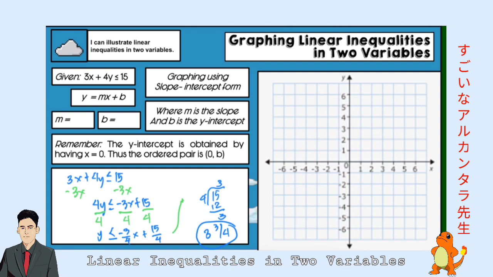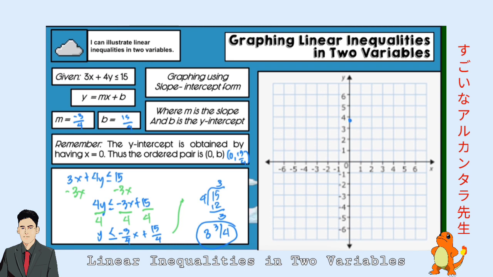So we know that our slope is already a fraction. We have no problem with that. We can easily identify the rise and the run. But our b is at 15 over 4. That's 0, 15 over 4. For us to graph that properly, you should know that it is 3 and 3/4 to be exact. So it's in between 3 and 4.